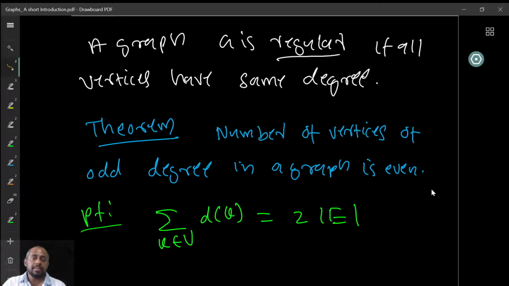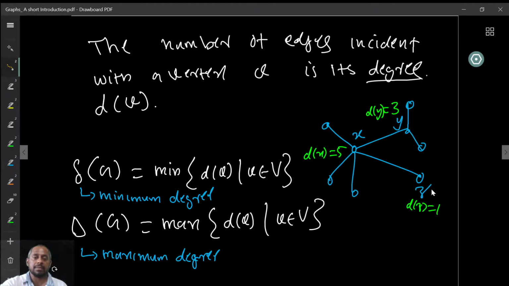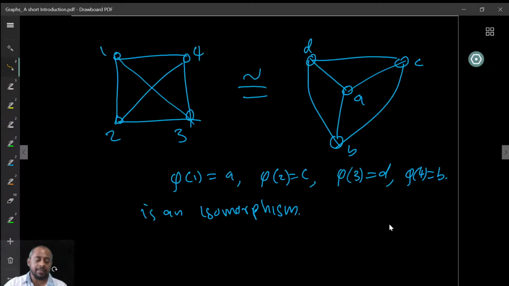A graph G is said to be regular if all the vertices have the same degree. Now, this graph was not regular because we had several degrees. But on the other hand, these two graphs are regular, because every vertex has degree 2 here and also here. Similarly, in this graph, every vertex has degree 3. So they are regular graphs.